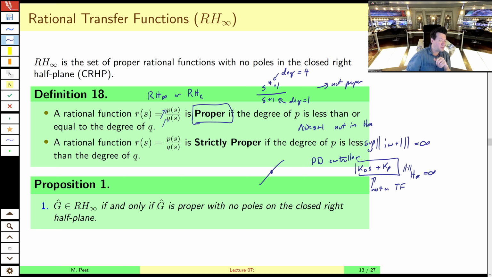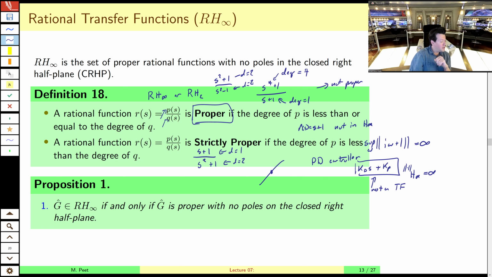And then strictly proper, we don't fuss too much about strictly proper here. Strictly proper is where the degree of the numerator is strictly less than that of the denominator. So say 1 over s squared plus 1 and s plus 1: the degree here is 1, the degree here is 2, and so that one's strictly proper. Whereas if you just had s squared plus 1 over s squared minus 1, this degree is 2, this degree is also 2, and so that's proper but not strictly proper.